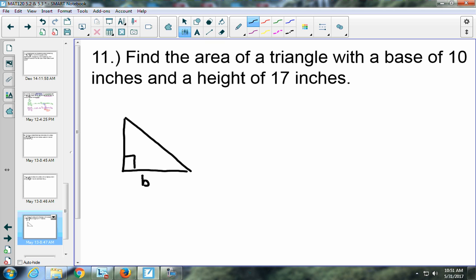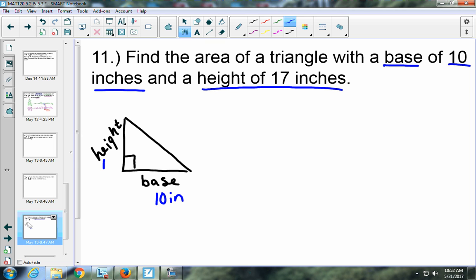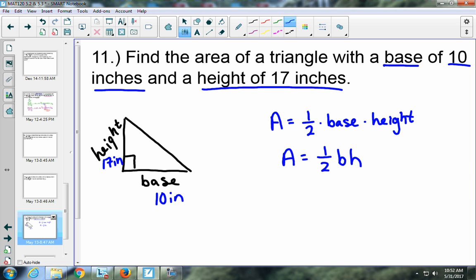If we're doing that, this bottom piece is our base, and this straight up and down piece is our height. They tell us that the base of the triangle is 10 inches, and that the height is 17 inches. So we need to know our formula for the area of a triangle, which is 1/2 times the base times the height. And a lot of times we'll just abbreviate that as 1/2 BH.